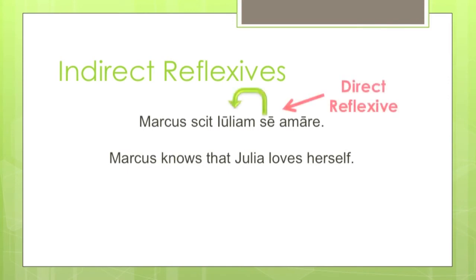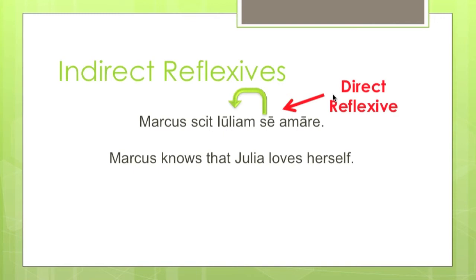Let's look at this sentence here. Marcus scit Juliam se amare. This can certainly mean Marcus knows that Julia loves herself. Here, se, the reflexive, is referring back to the subject of its own verb, which is amare, right? So it's referring directly back within its own clause, to the subject of the verb on which it is dependent. Marcus knows that Julia loves herself. That's a good example of a direct reflexive.